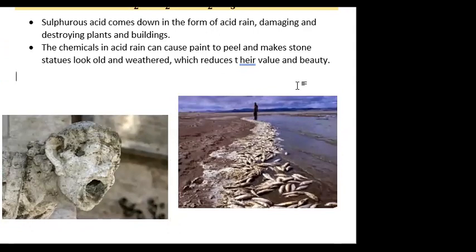Acid rain also affects aquatic life. It changes the pH of water. The ideal pH for water should be 7, right? But if water becomes more acidic, then aquatic animals cannot exist in that type of pH level, and that causes them to die. The chemicals in acid rain can cause paint to peel and make stone statues look old and weathered, which reduces their value as well as their beauty.